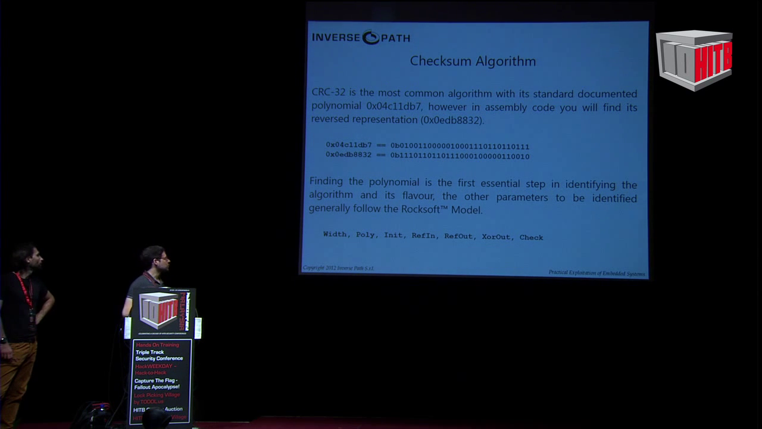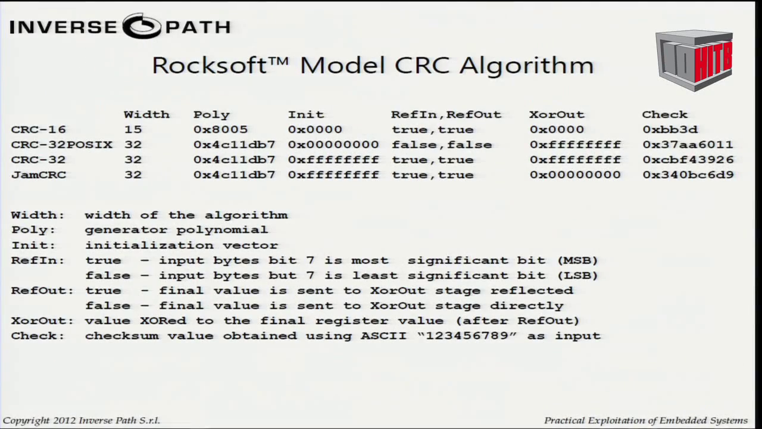So first of all, once you identify the polynomial, once you try to figure out what algorithm we're talking about, there's one very important thing to keep in mind: most CRC algorithms can be identified following what's called the Rocksoft model. The Rocksoft model specifies standard parameters that can be tuned, applied to a standard algorithm, and from there you can reproduce all the different flavors of checksum algorithms. So for instance, if you want to represent CRC16, CRC32, the POSIX variant, or standard CRC32, or GEM CRC, which is a variant of CRC, we can always do that by representing these parameters.